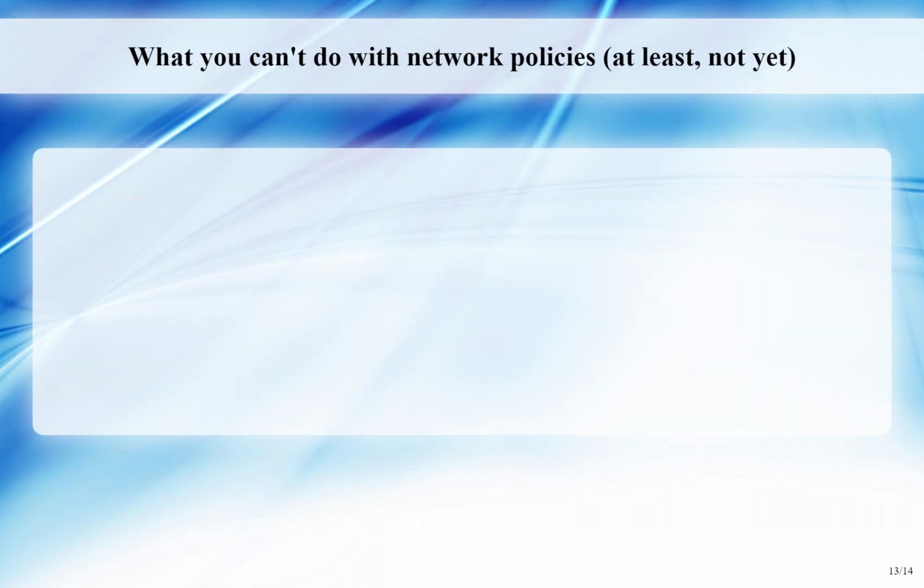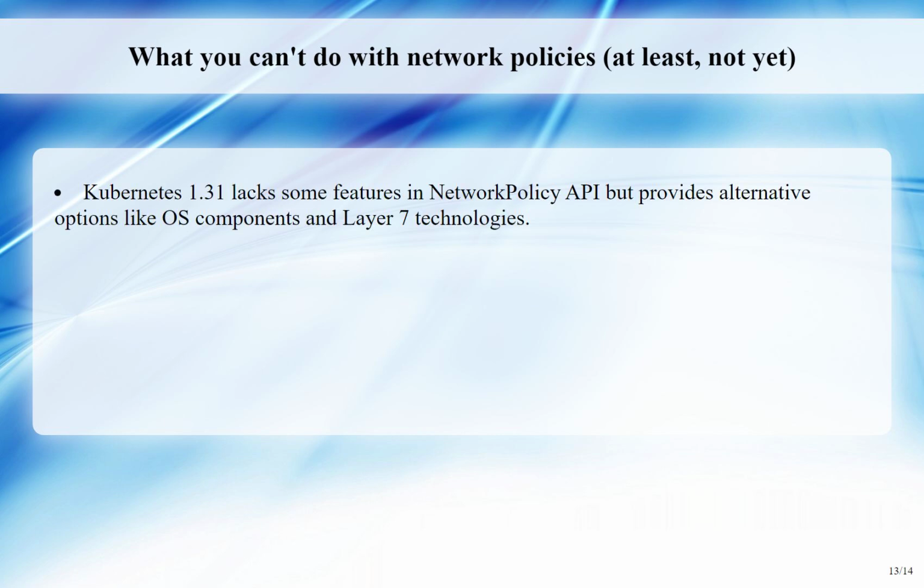What you can't do with network policies, at least not yet. In Kubernetes 1.31, certain functionalities are not available in the Network Policy API. However, potential workarounds include using operating system components such as SELinux, Open vSwitch, and iptables, or Layer 7 technologies like ingress controllers and service mesh implementations, or admission controllers.